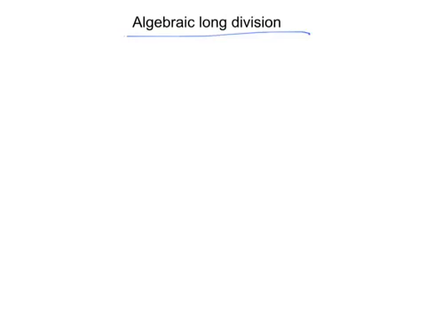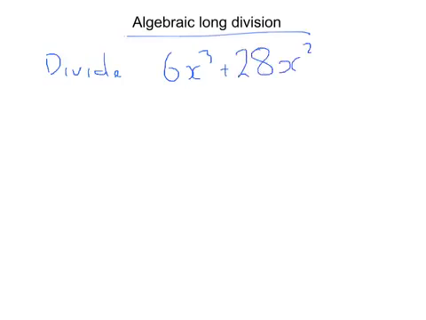So the first thing we're going to do is divide. Let's just write the question. We're going to divide the following polynomial, which is 6x cubed plus 28x squared minus 7x plus 15, by x plus 5.